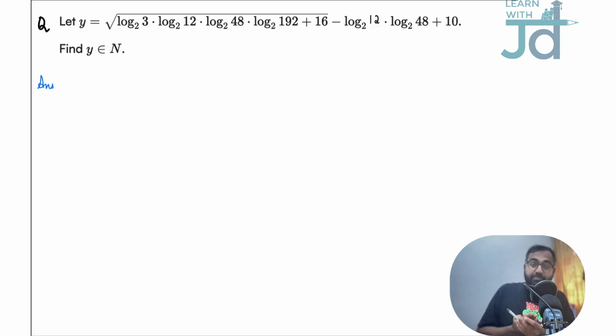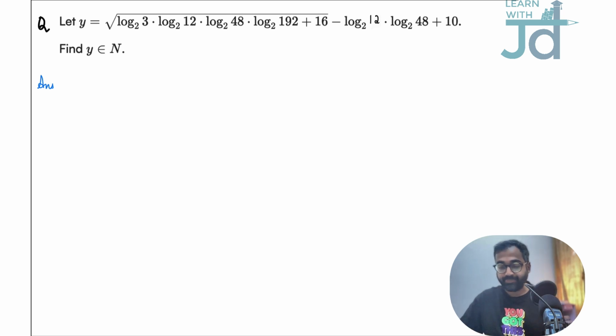Today we're doing certain problems of logarithm, JEE level, and there is one question which is Olympiad level. Okay, so let's start with the first problem. If you want, you can pause the screen and give it a try first.